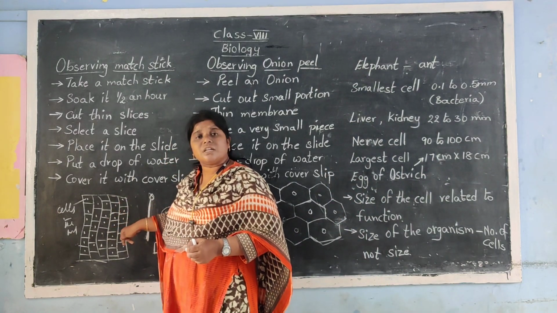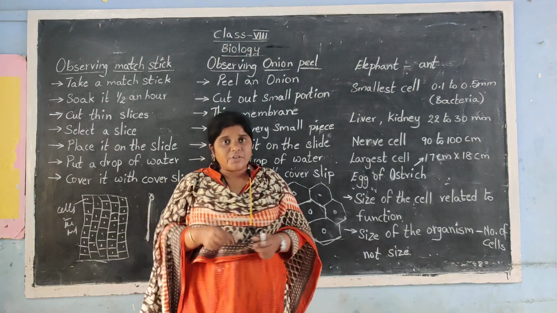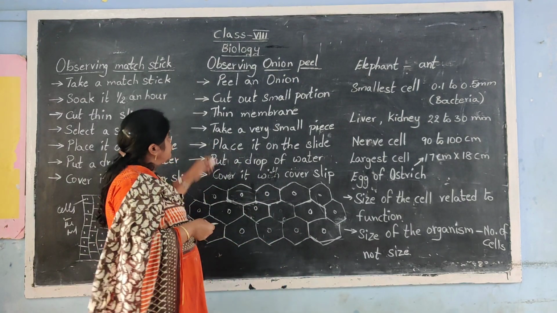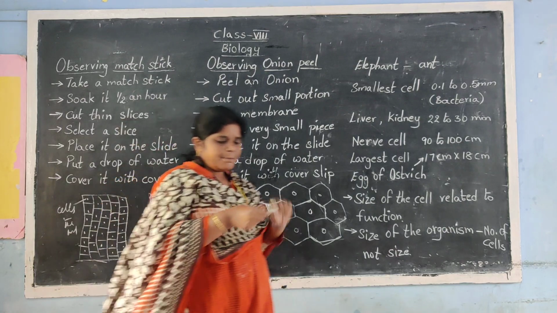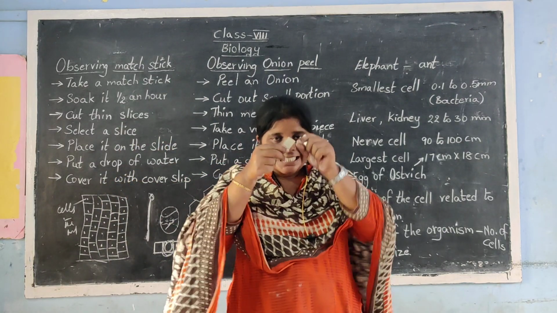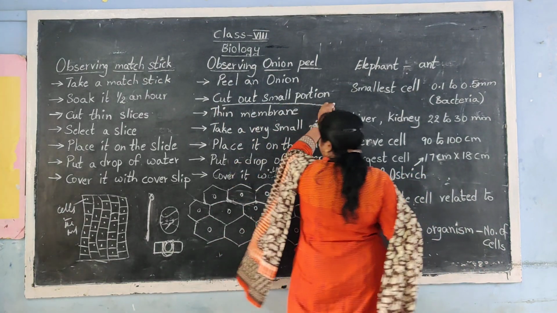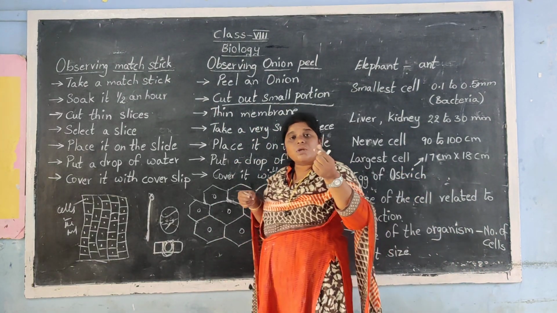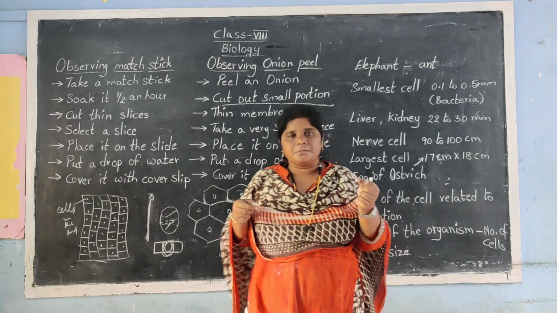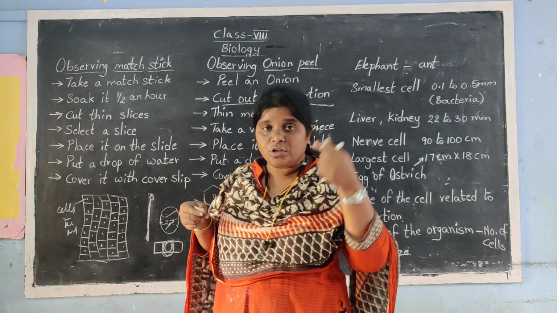Now, can we observe living cells also? Take an onion peel now. Peel of an onion. Cut it into thin pieces. Cut out a small portion. A thin membrane will come out from that onion. A thin membrane. You can find very clearly.